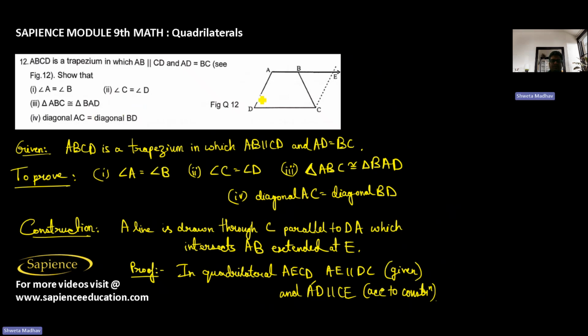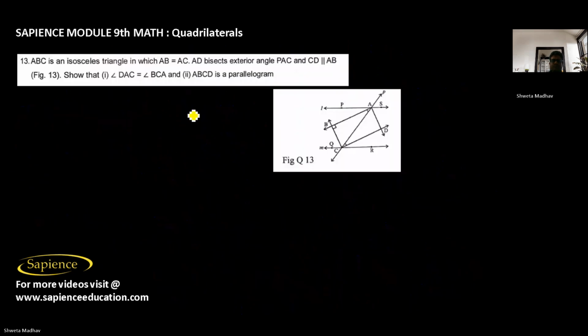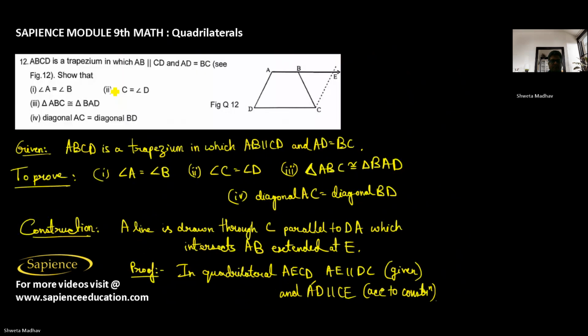And we will show that triangle ABC is congruent to triangle BAD. This was ABCD, and this is E. So we have to show that ABD is congruent to ABC. ABD, okay, ABC is congruent to triangle BAD.